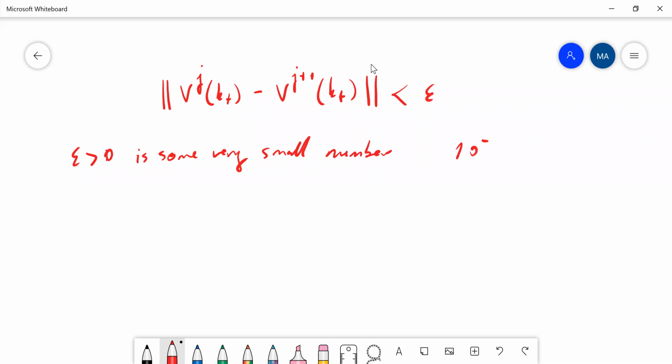And you also, in a computer, of course, you cannot write this set in this way, right? You want to stop at some point, but J will be some large number, such as 10,000. So this is the maximum number of iterations.